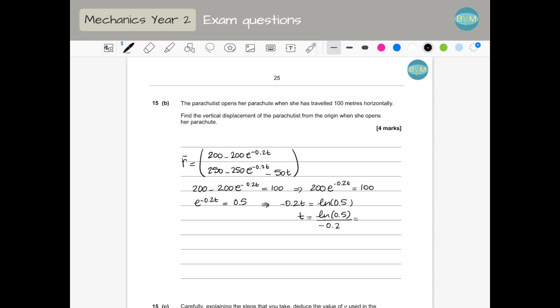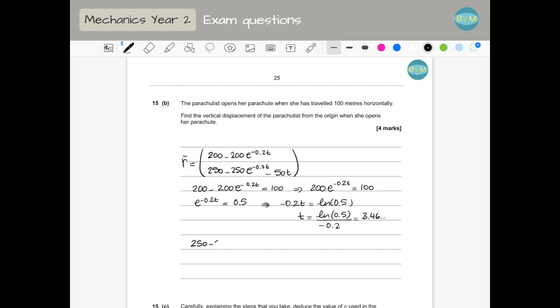This is 3.46. I'm going to keep all the numbers in the calculator. And this is when she opens the parachute. So now we have to find what the vertical displacement is for this time. So I'm going to substitute that t into the j component.